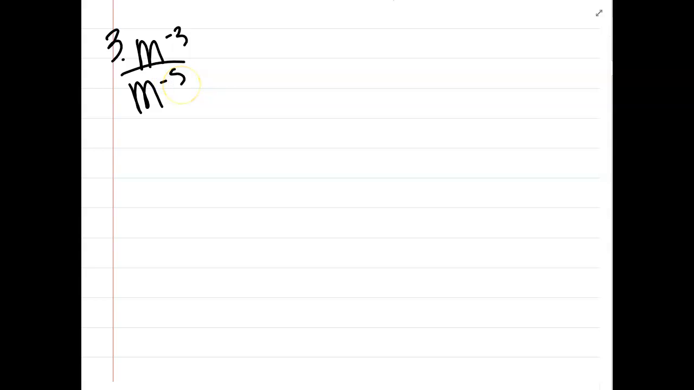Okay, let's try another one. Number 3. M to the negative 3rd over m to the negative 5th. Now, what I will tell you on these problems, there is more than one way to approach these. I'm dividing powers with the same base, so if you really, really want to, you could just subtract your exponents. Here's where students struggle with that. If you're going to subtract your exponents, you're going to have to take negative 3 minus a negative 5.